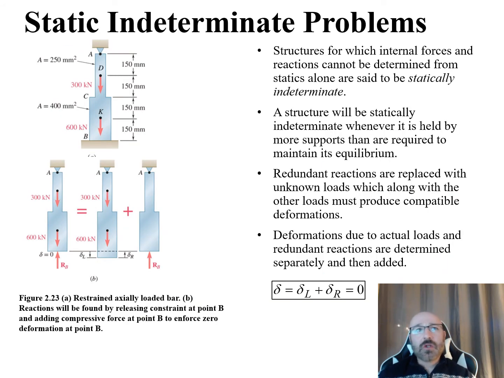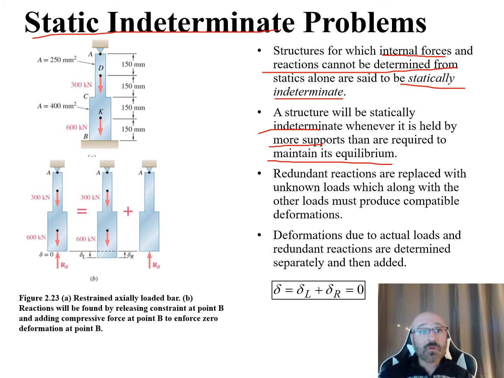So next we're going to take a look at statically indeterminate problems. So these problems occur when there are structures for which the internal forces and reactions cannot be determined from statics alone. These are then said to be statically indeterminate. So a structure will be statically indeterminate whenever it is held by more supports than are required to maintain its equilibrium. So over here we can see in figure 2.23 we have an example of that there, where we have more supports than required to maintain its equilibrium here.